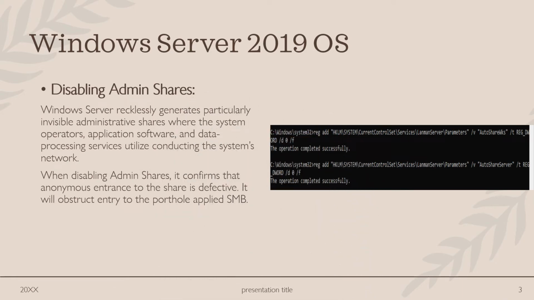All right, so the next recommendation for hardening our Windows operating system is disabling the admin shares. Usually by default, Windows Server automatically creates special hidden administrative shares that have programs and services like the application software and data processing services that's utilized to conduct the system's network. When you disable admin shares, it confirms that anonymous entrance to the share is defective, so it will obstruct any entry to the port that's applied to SMB. So it's definitely recommended to have it disabled.